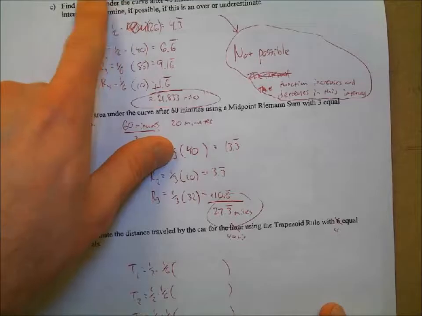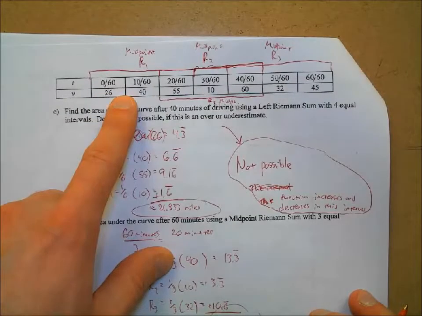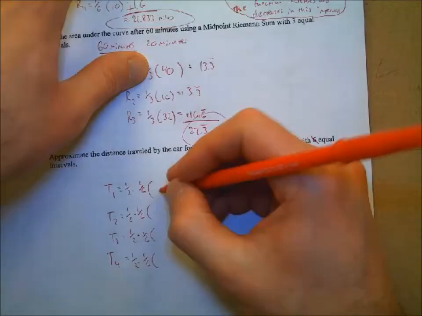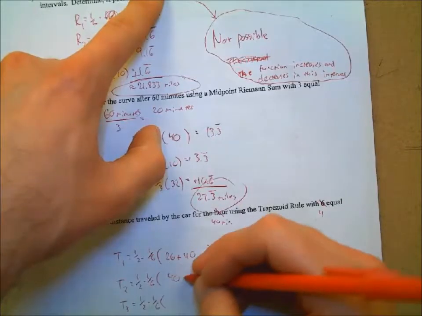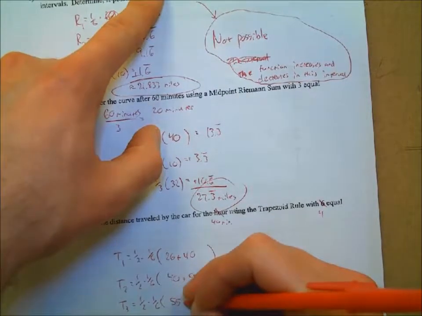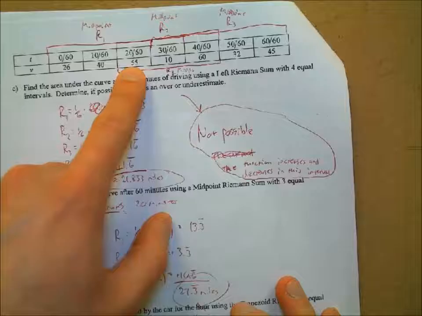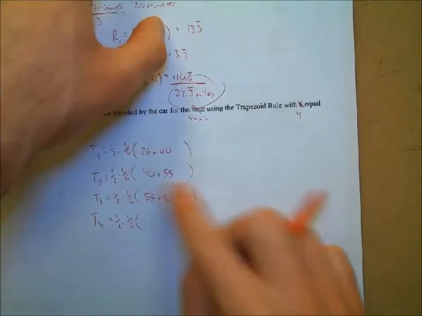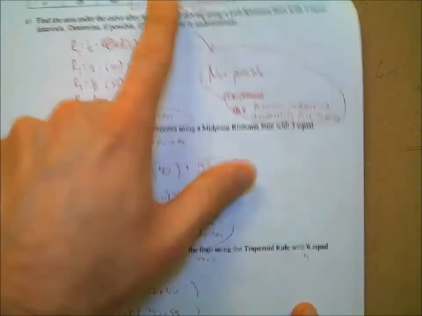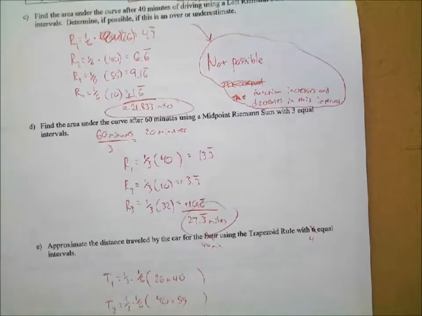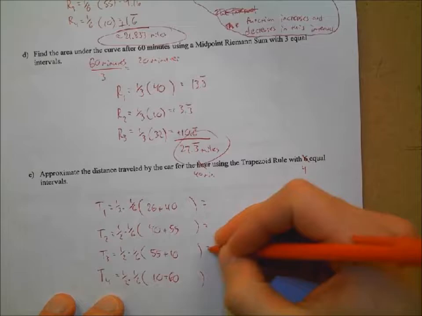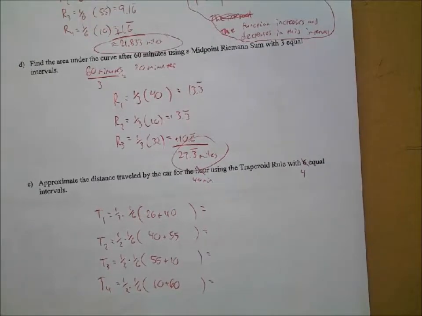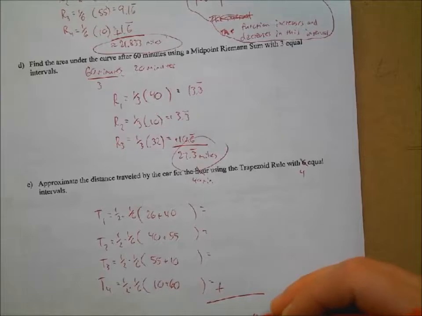And again, for that first subinterval, from 0 to 10, it's going to be 26 plus 40, left endpoint plus right endpoint. And then for the next interval, it'll be 40 to 55, and then 55 plus 10. So we had 26 to 40, 40 to 55, 55 to 10, and then finally 10 and 60, for those left and right endpoints each. Equals, and then you guys get the idea from there. You can calculate from there. You're going to add them up and get some number of miles.